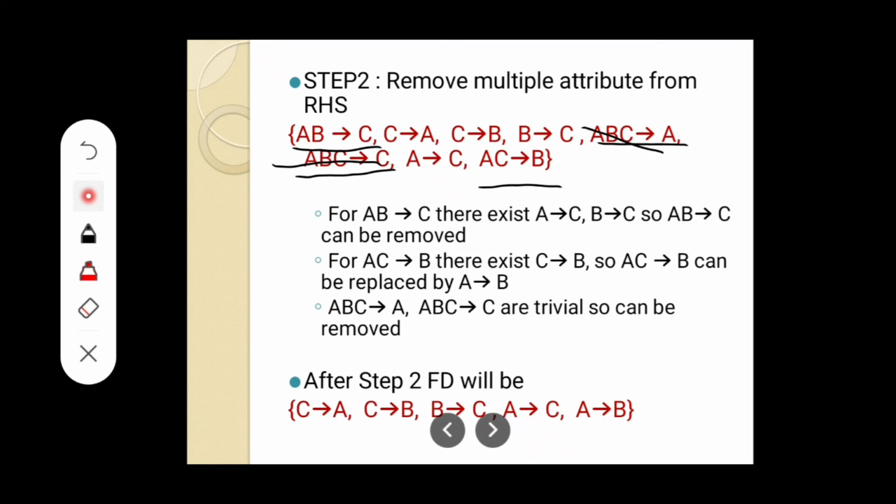the implications and the functional dependencies after step 2 will be like this. C determines A. Okay, so this is replaced. C determines A, C determines B, B determines C, A determines C and A determines B.